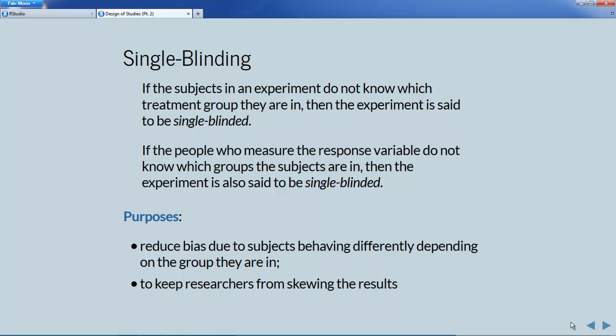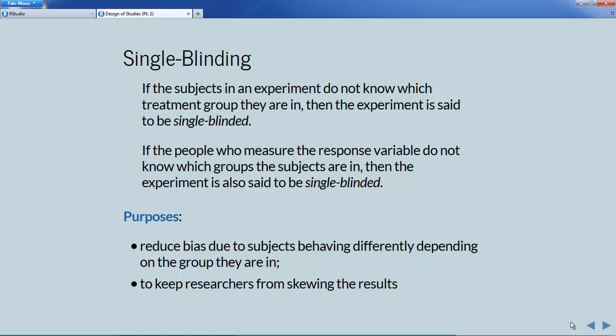Well, on the subject side, single blinding helps reduce bias due to subjects perhaps behaving differently depending on the group that they are in. For example, in an experiment to see whether a certain vaccine reduces the likelihood of one contracting a certain serious disease, if you happen to know that you're in the vaccine group, that you're actually getting the vaccine, then you may feel safer and more confident, and you may be willing to expose yourself to the disease in certain ways that folks who know that they are in the control group would not.